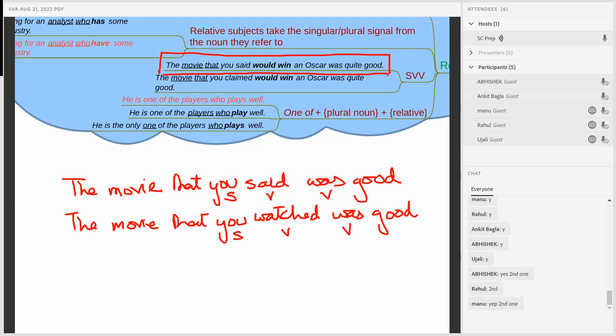So when I say which of the following is a complete sentence, basically what I'm asking is, which of the following would you be happy saying and then putting a full stop after it? So the first one, the movie that you said was good. Can we put a full stop after that? That's the question. The movie that you watched was good. Does that sound complete? That's the question. Ujali, quick check.